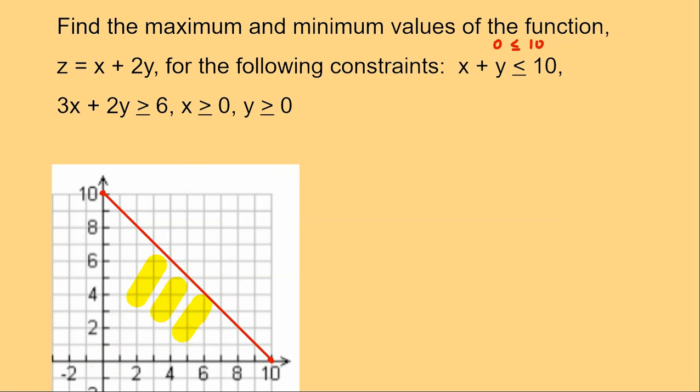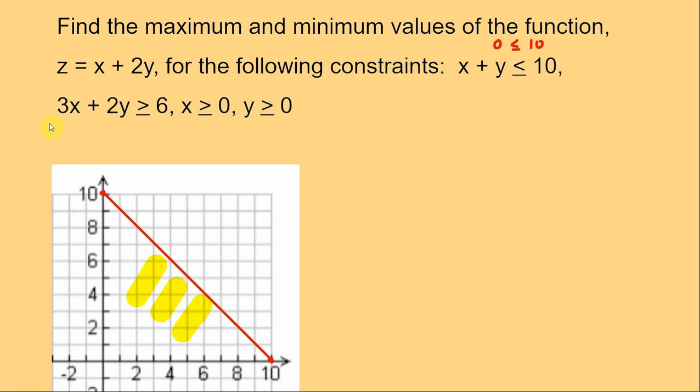Now to graph this second inequality, I'm going to get it in slope-intercept form. Again, you could graph it however you want. You could get it in slope-intercept form, you could find the x and the y intercepts, or you could make a t-table. However you want to graph your line is fine. But just as a refresher, I'm going to get this in slope-intercept form.